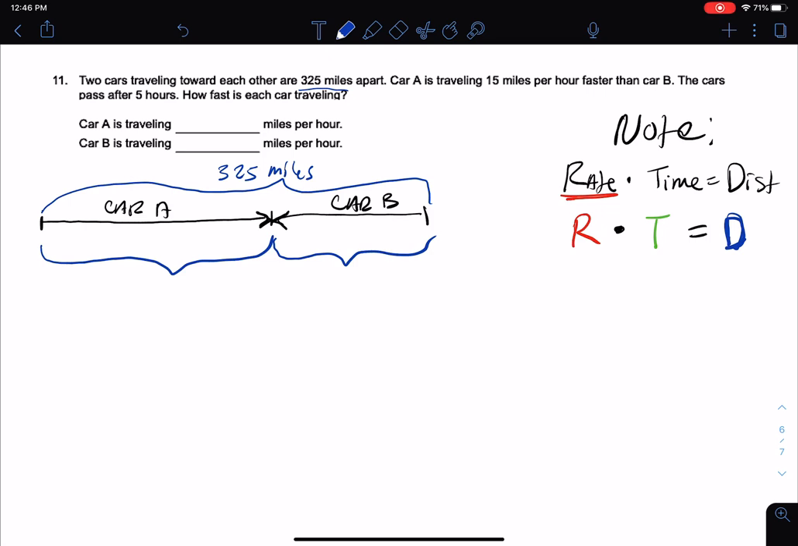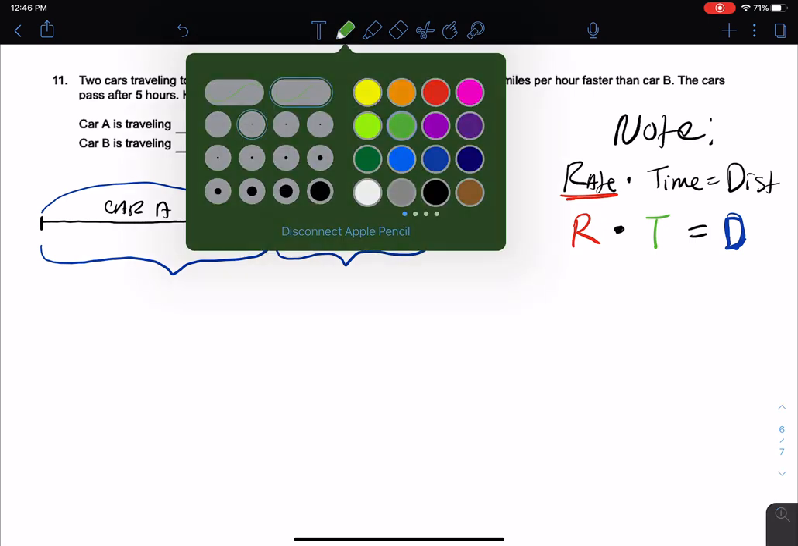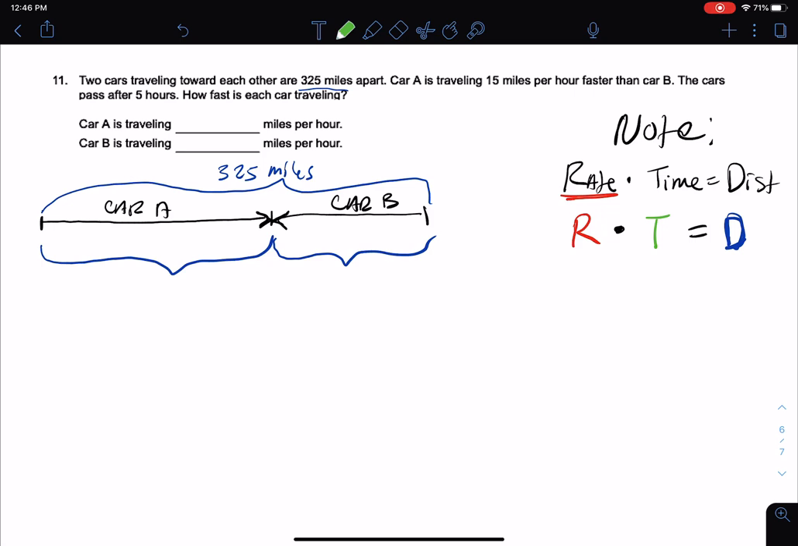Now we're missing a lot of stuff here. Now we have the total distance. Do we have rates? Do we have time? We do have time, because they're telling us that the cars pass after 5 hours. That means that car A was traveling for 5 hours and car B was also traveling for 5 hours. So they're both traveling for 5 hours.